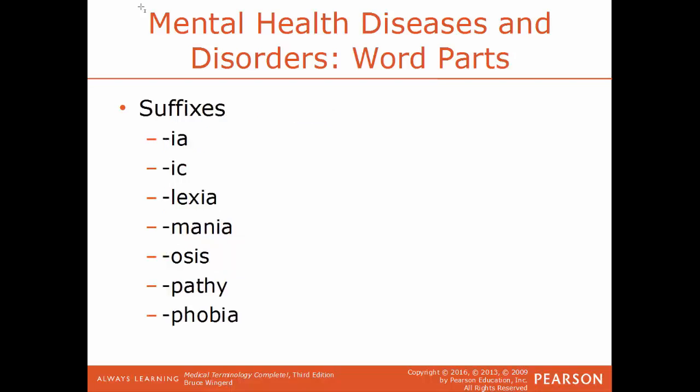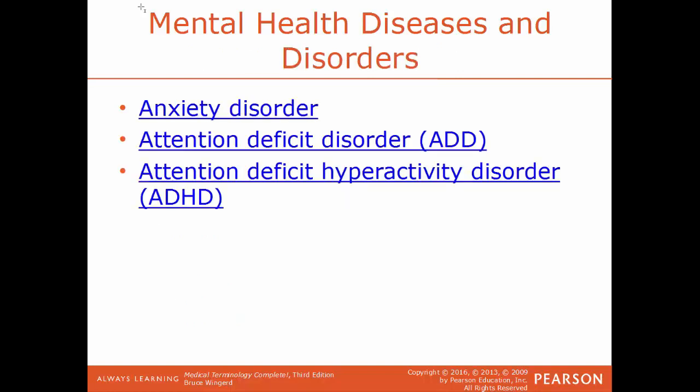Common suffixes. Ia is a condition. Ic means pertaining to. Lexia means word or phrase. Mania means an obsessive preoccupation with. Osis is an abnormal condition. Pathy is a disease. And phobia means a fear of. Now we'll talk about some specific mental health diseases and disorders.